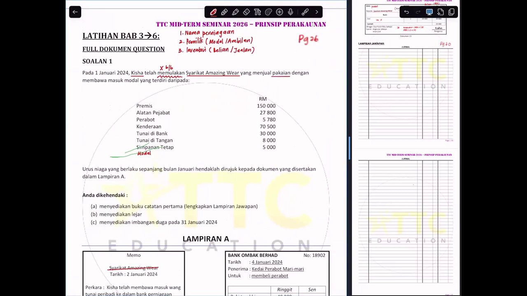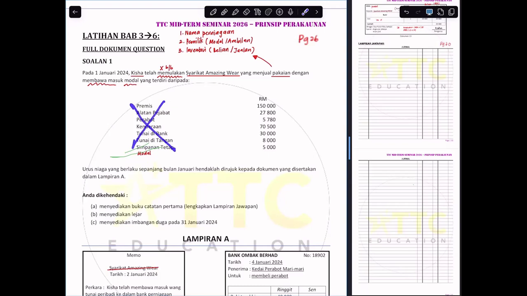So later, when you see pakaian, it will be our inventory that you have to change to either belian or jualan. Dan dengan membawa masuk, oh, we saw the key term. Membawa masuk some more dimension modal. So we are right, we are creating modal here. Okay, then first question. Modal.